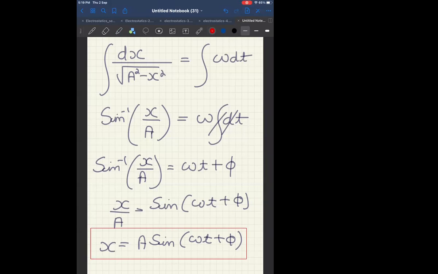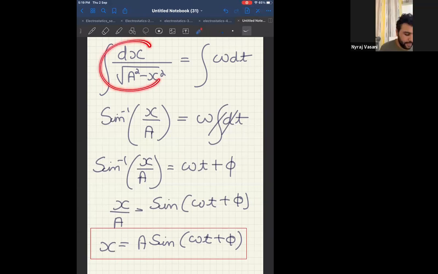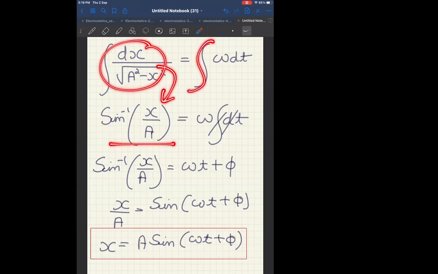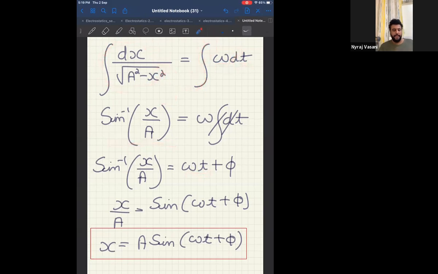Sir, second step, what do you do? Integration of this is a direct formula, sine inverse x by a. Integration and differentiation cancel. I will be left with omega t. Since integration is over, I have to add some integration constant. Sine inverse, if I take to the other side, I will get sine. A, if I take it to the other side, it will become a.